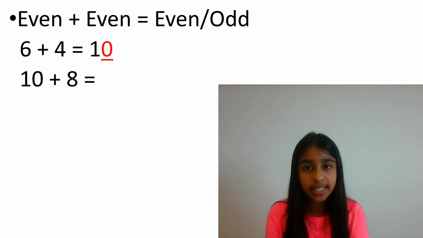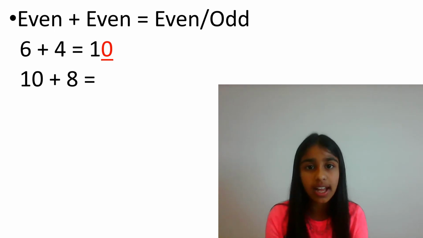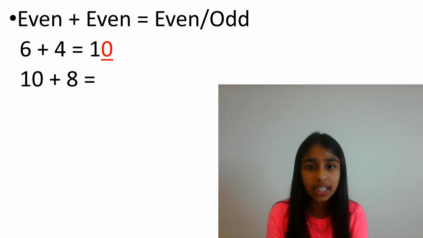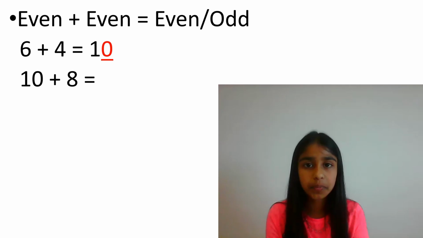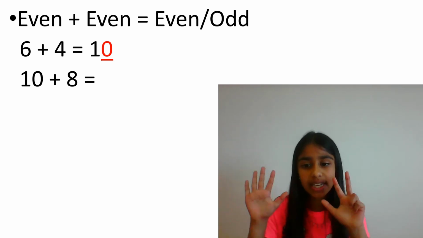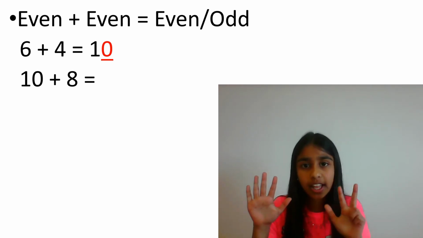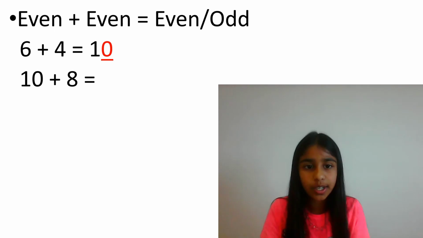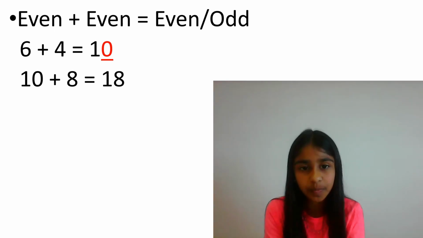Another example is 10 add 8. 10 is an even number and 8 is an even number. So we need to see if an even number adds an even number equals an even or an odd number. So 10 add 8. We have 10 and we add 8 more. 11, 12, 13, 14, 15, 16, 17, 18. So the answer is 18.